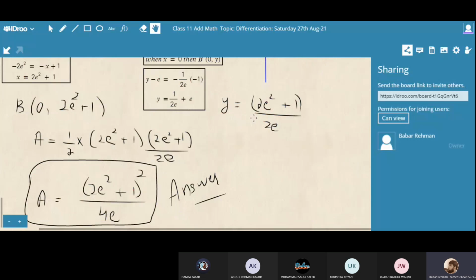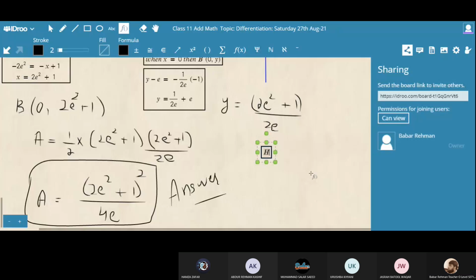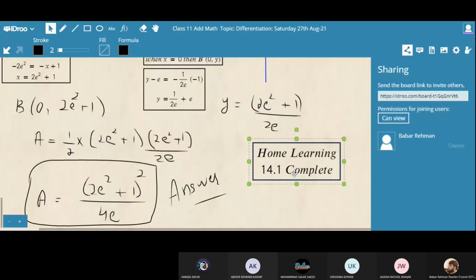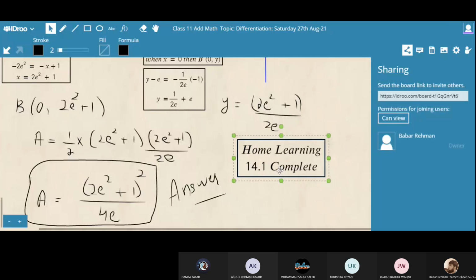Very well explained, Salar, and very well explained, Hamza Zafar. So students, this is the way that we learn. Okay, now what is your home learning? Home learning: exercise 4.1, you have to complete the whole exercise. This is your home learning. Please write it down in your notebook and take care, students.